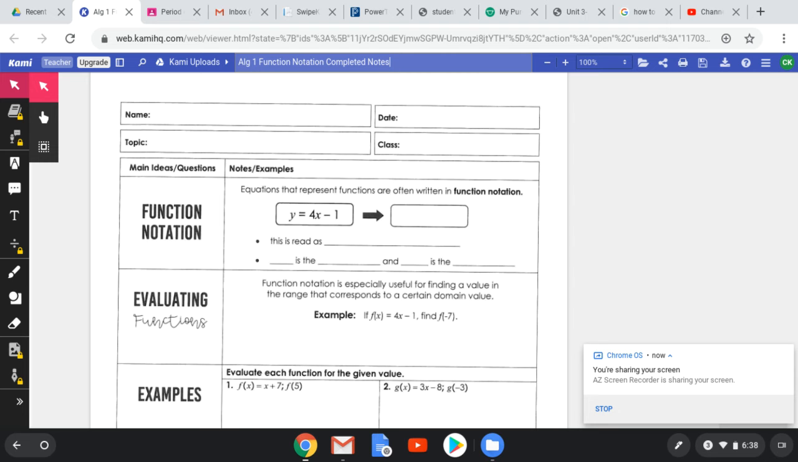In this video we're going to be looking at function notation. So what is function notation? Well, basically it's an equation that represents a function, so by definition it has to be a function, and it's often written like this here.